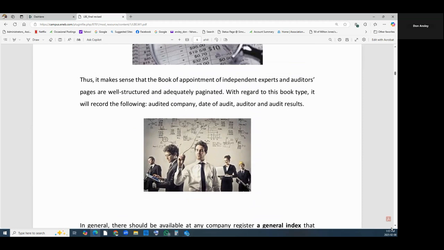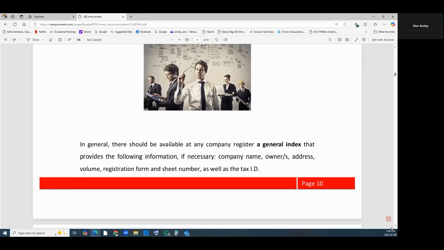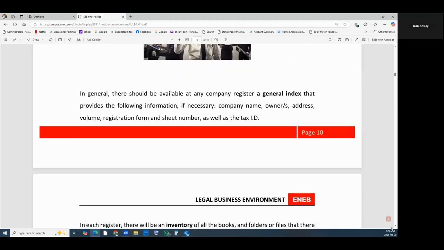With regard to this book type, it will record the following: audited company, date of audit, auditor, and audit results. In general, there should be available at any country's register a general index that provides the following information, if necessary: company name, owner or owner's address, a volume, registration form, and sheets number, as well as the tax ID.